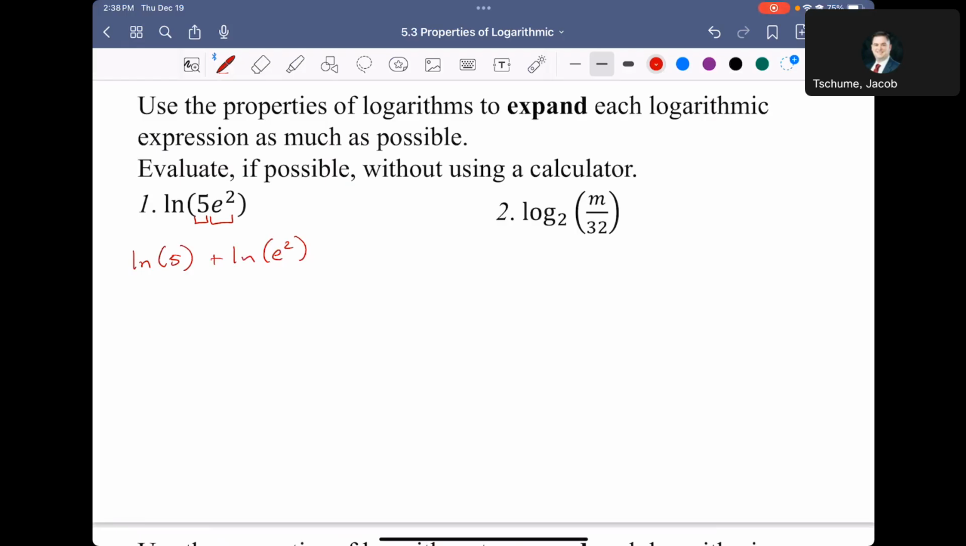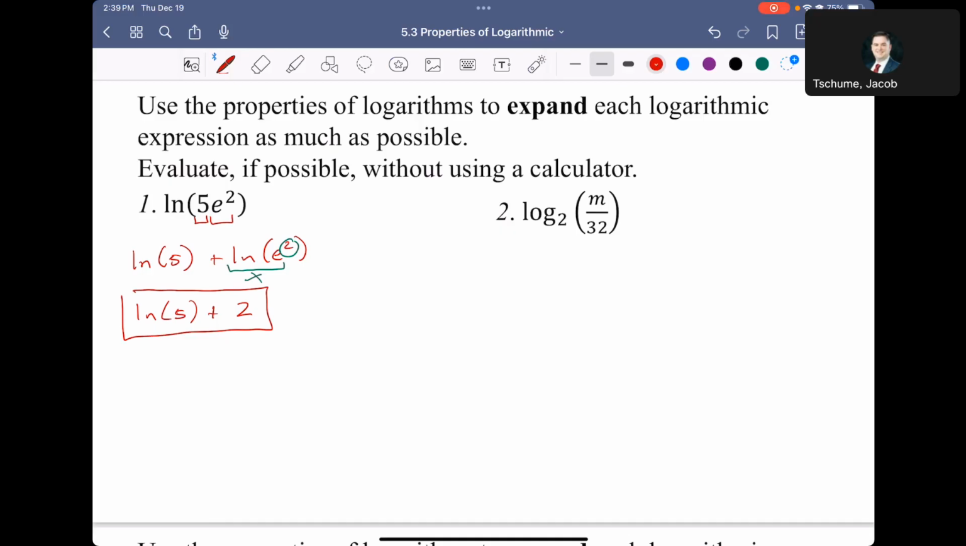Now, from these two terms, you need to double check, is there anything else you can simplify? And actually there is. Natural log of 5 is not something you can mess with, so I'm just going to leave that term alone. But if you remember back from the previous video, if you ever have a natural log and an e next to each other, that was one of our properties that says they will end up canceling and you'll just have the exponent left over. So since the ln and the e cancel, the only number that is left over is the 2 in the exponent. And so your simplified answer becomes the natural log of 5 plus 2.